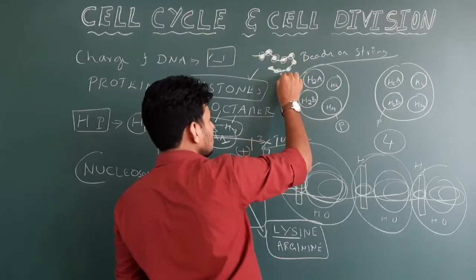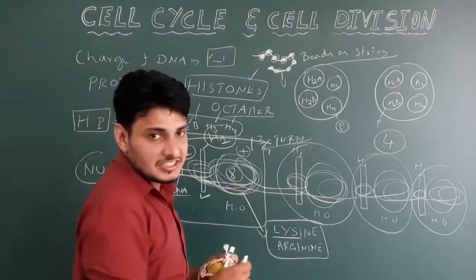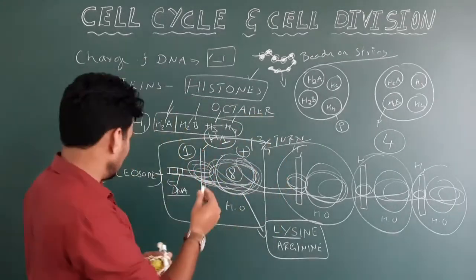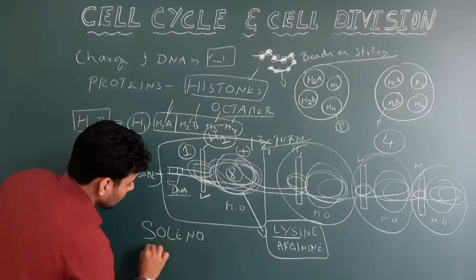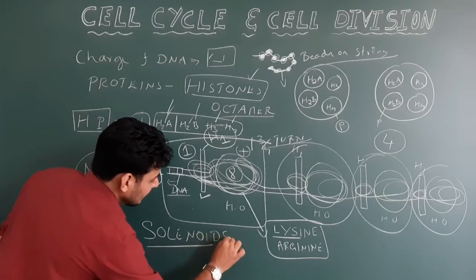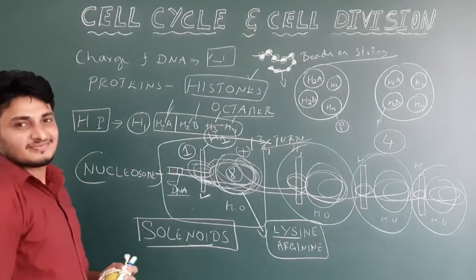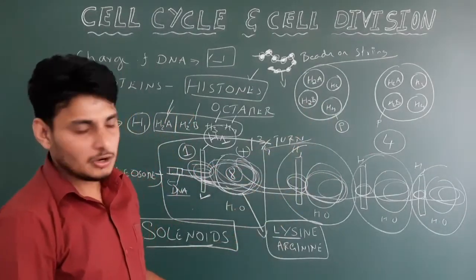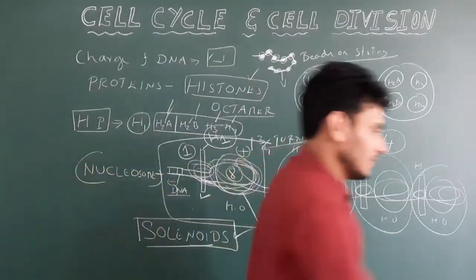All these nucleosomes help to condense or compress the DNA, and this structure is now called a solenoid. What do you call it? Solenoid. Please write down: many nucleosomes finally make up highly condensed DNA called solenoids. Got it? This one structure is called a nucleosome. Many nucleosomes are called solenoids. Now let me just erase this.